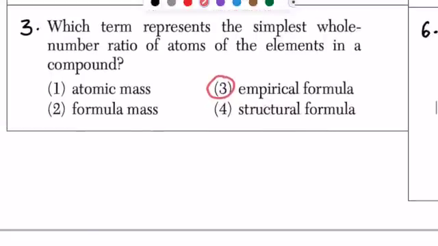So here is one very quick example. If I'm looking at C2H6, this will be your molecular formula, and so the empirical formula of this will be CH3.